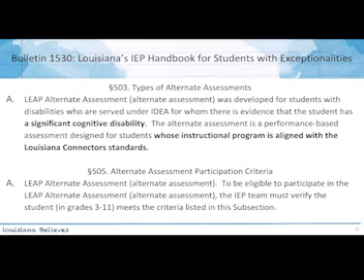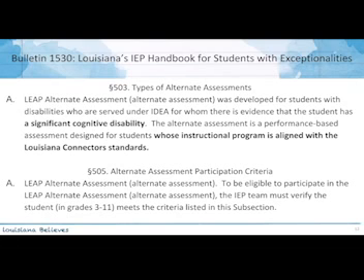The 2019 revised version of Bulletin 1530 now reads, LEAP alternate assessment was developed for students with disabilities who are served under IDEA for whom there is evidence that the student has a significant cognitive disability. The alternate assessment is a performance-based assessment designed for students whose instructional program is aligned with the Louisiana Connector Standards.